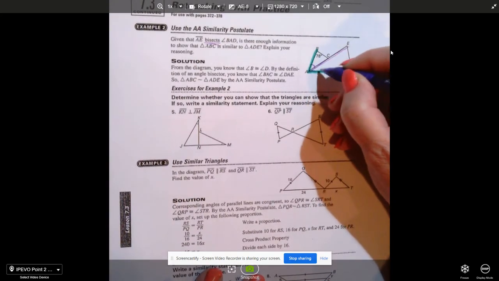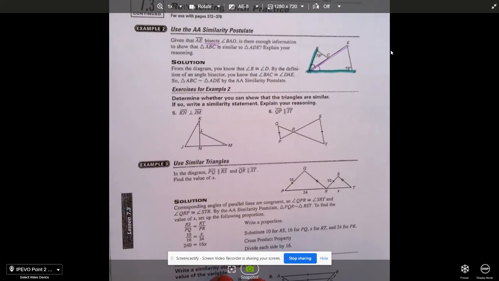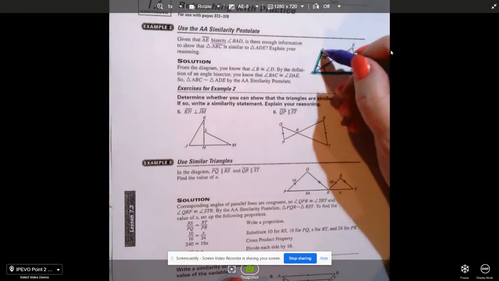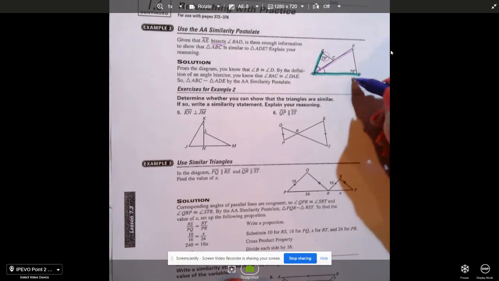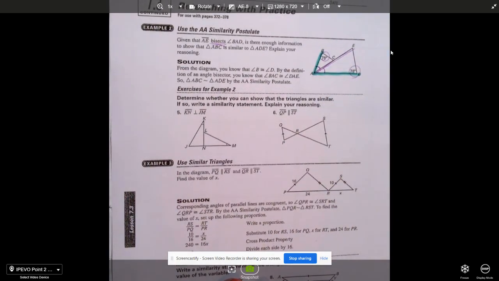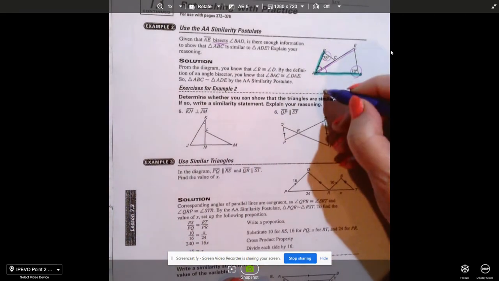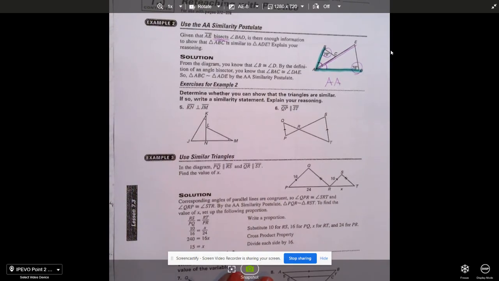So that means that this angle would be congruent to this angle. I don't know what its measure is, but I don't really need to know what measure it is. I just need to know that they are congruent. Well, now in this little triangle ABC, I know that 78 is congruent here to this 78-degree angle, and this angle is congruent to this angle. So I know that, yes, these are similar because of the angle-angle postulate.